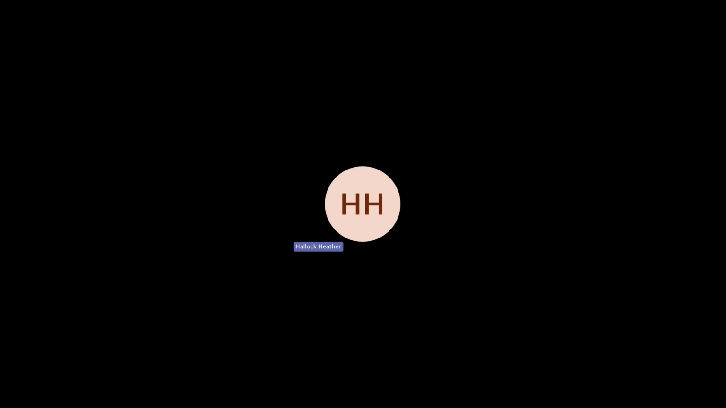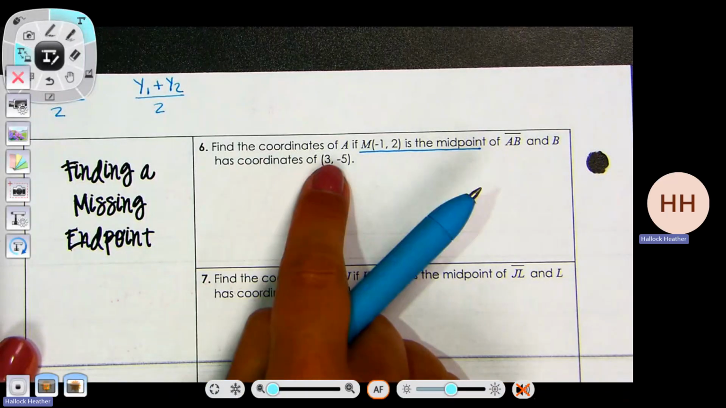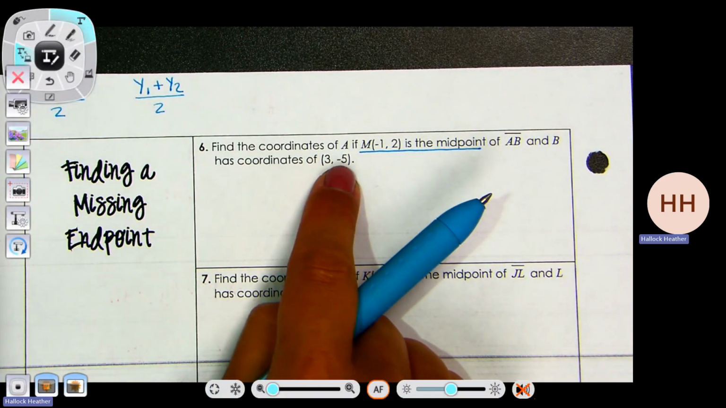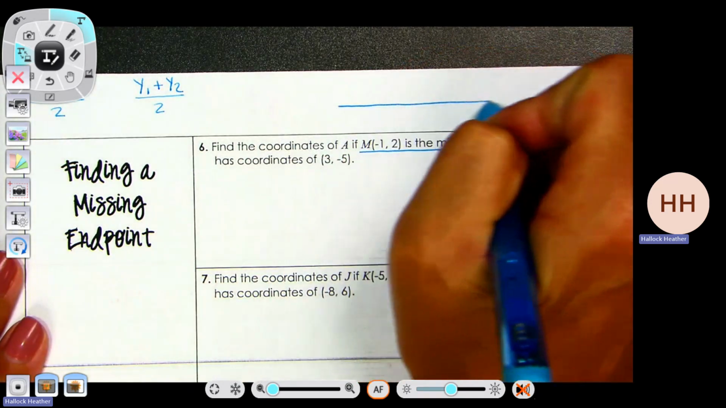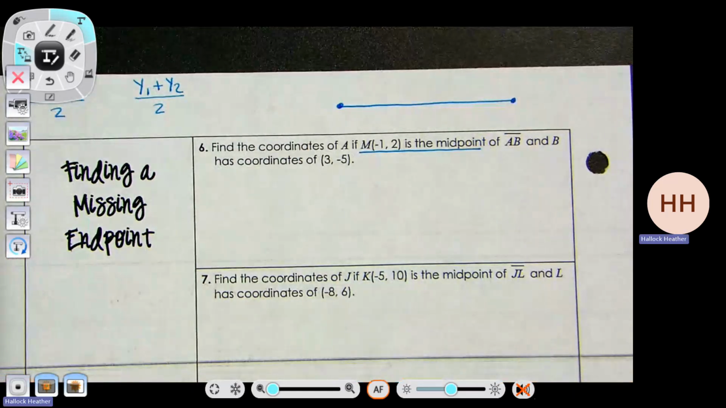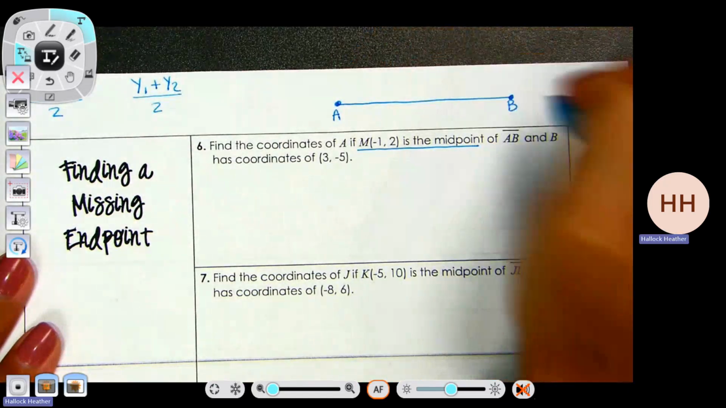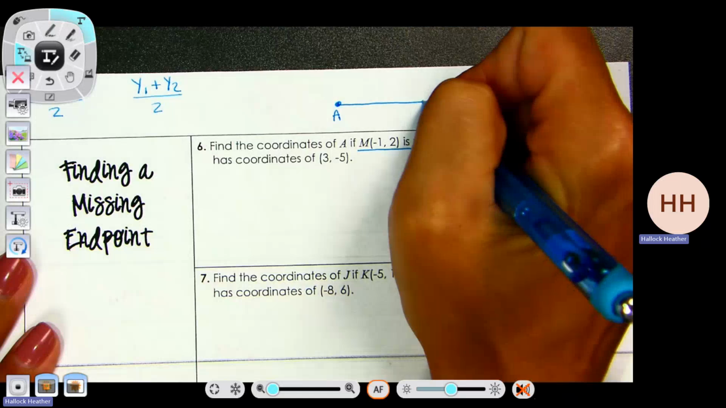Of A, if M is the midpoint of segment AB and B has coordinates 3, -5. It's going to help if you draw a picture, okay? So right above number 6, I'm going to draw a little line because I know I'm talking about line segments still. What are the two letters at the end of my segment? A and B. What is in the middle? M.